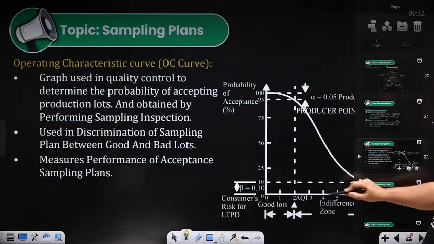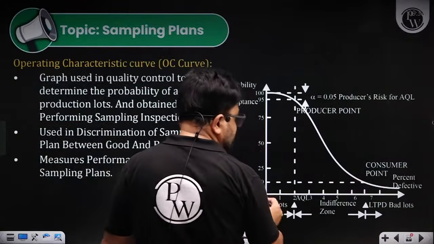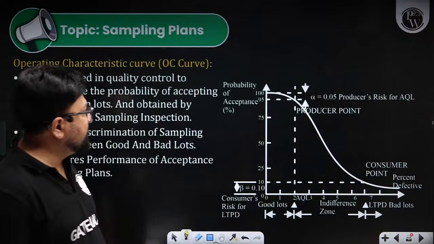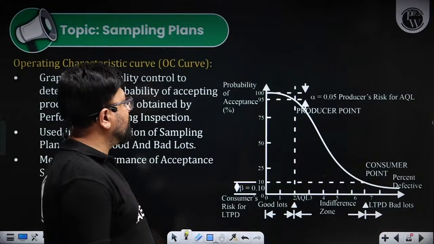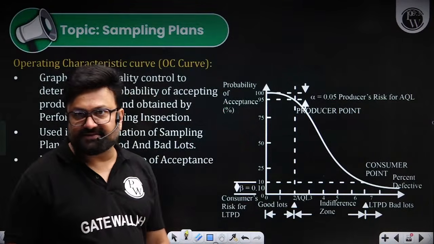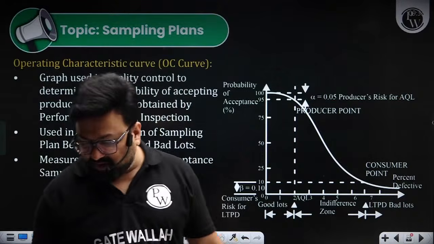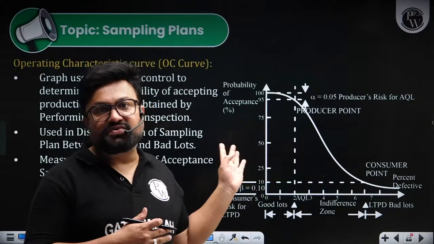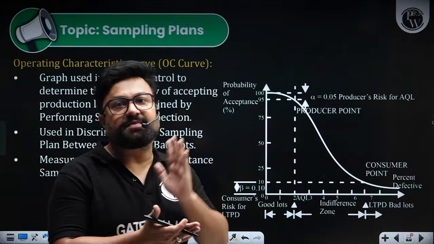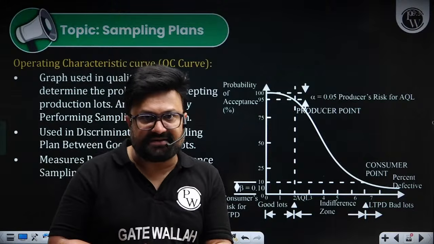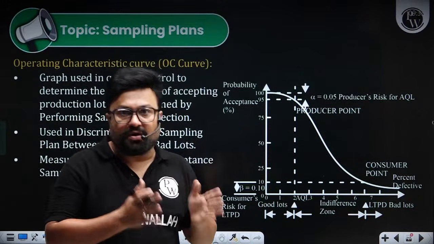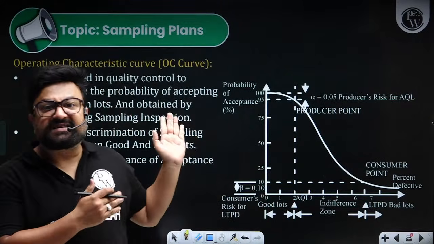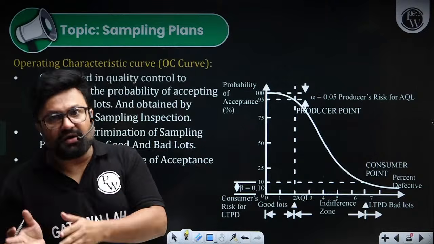Yes, this is a curve. On the x-axis there is the percentage of defective items, and on the y-axis there is the probability of acceptance. This graph is used in quality control to determine the probability of accepting a product lot, obtained by performing sampling inspection. This graph shows the discrimination of a sampling plan between a good lot and a bad lot.